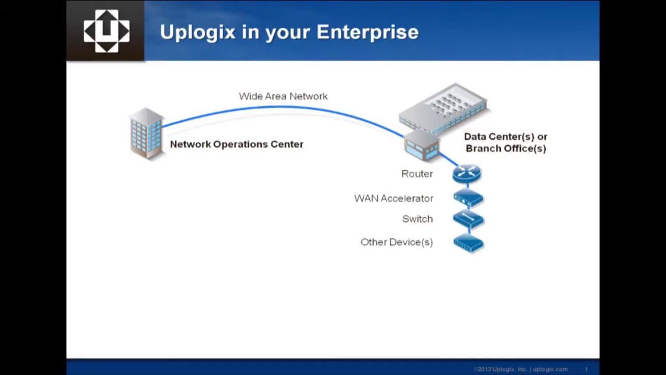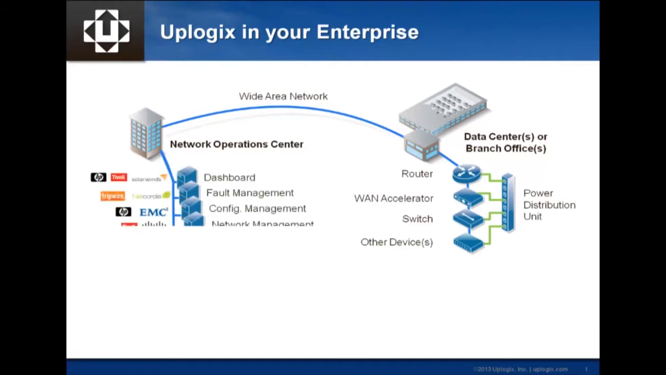In the branch office, we have a pretty standard rack of networking gear: a router, a WAN accelerator, a switch, but it could be any other networking device here. Attached to all of these is a power distribution unit, which is providing them constant monitored power. Back at the NOC, we have your standard array of heads-up, SNMP management, trouble ticketing, and config management technologies that you would normally use.